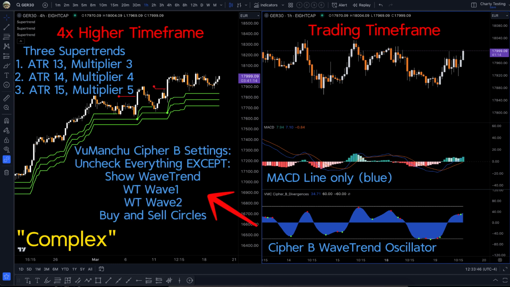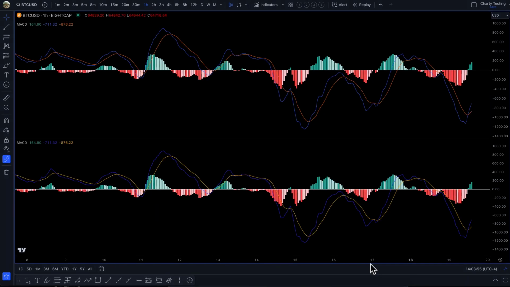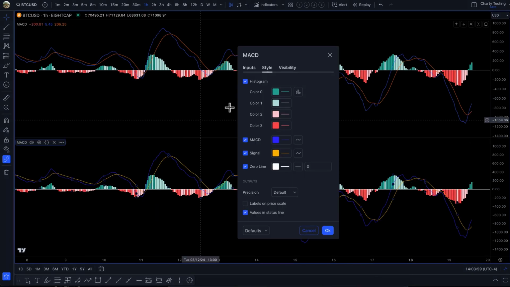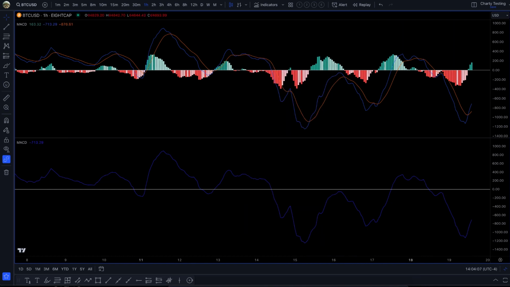Settings for Cipher B and Supertrend are on the screen now. In this case, we take the Cipher B signal in the direction of the supertrend when the MACD line, that's just the blue line, is simply below the zero line for longs and above the zero line for shorts. We're not using the cross. Since in this strategy we only use the MACD line, it might be easier to turn off both the histogram and the slow line and just leave the MACD and zero lines, but that's really up to you.